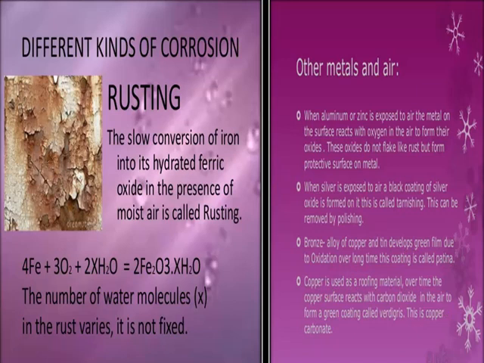The rusting and the rancidity of food items are harmful to us, therefore need to be prevented. Rusting and corrosion of metals result in degradation of quality of metals, so can be prevented by oiling, greasing, galvanization, and making alloys of the metals.